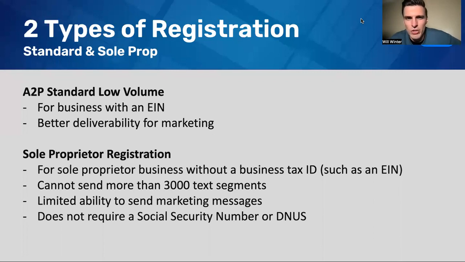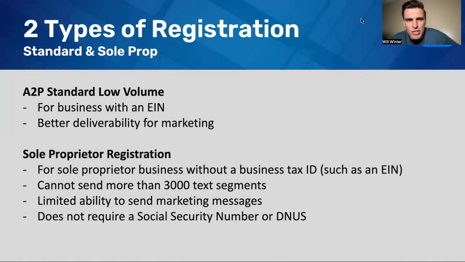I'm just going to go over two of the main registration types. The two types are standard and sole proprietor. First of all, A2P standard low volume. That's going to be one of them. This is for people who have an EIN, or employee identification number. You will have better deliverability for marketing. Things like sending links and sending promotional type texts, you'll have no problem with using this registration type, but you do need an EIN to register with this type.